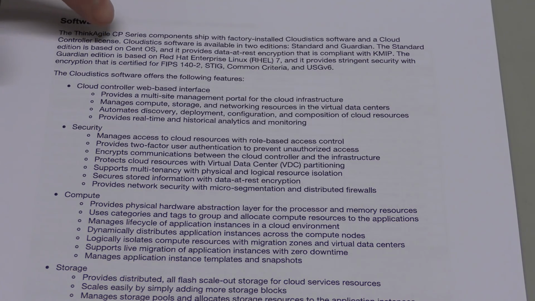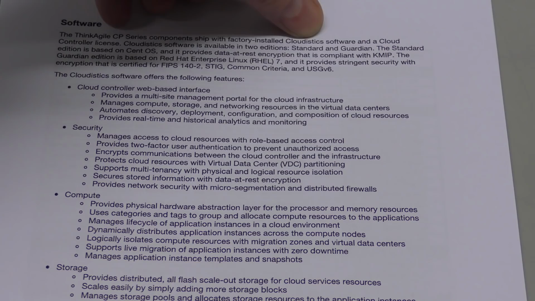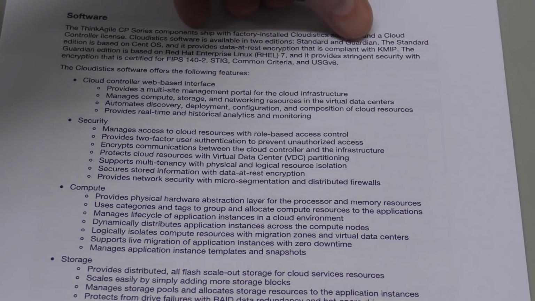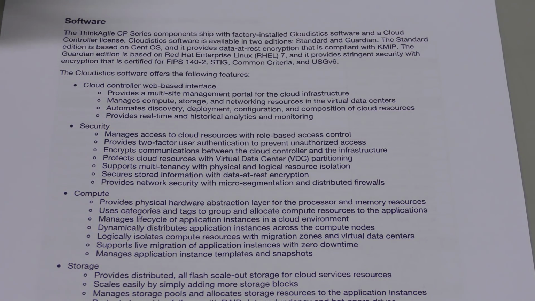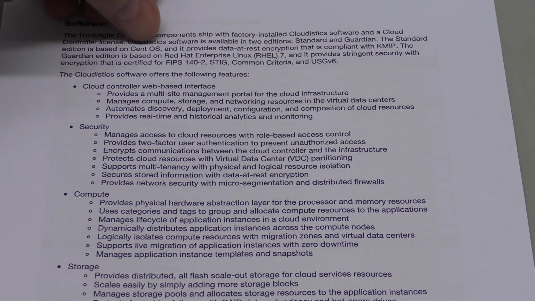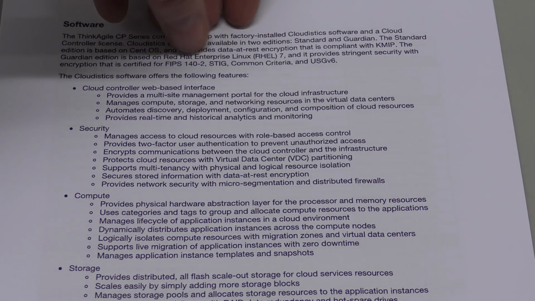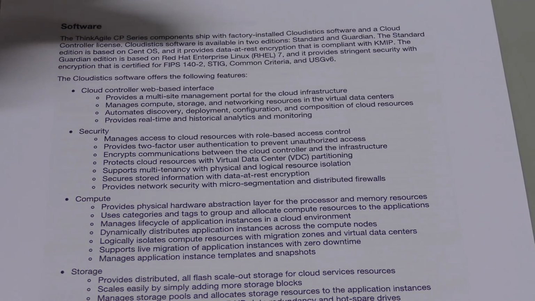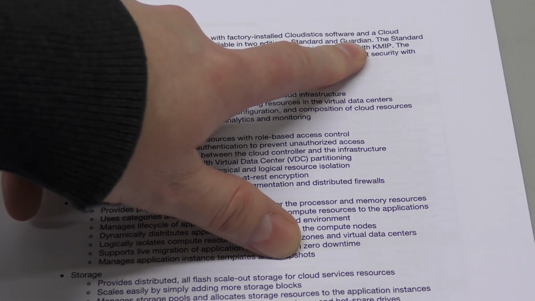Okay, a slight error on my side already. The ThinkAgile CP Series is available from the factory installed with Cloudistics software, and this can be a standard or a Guardian system. That depends on the encryption on the drives. Also, the standard comes with CentOS, where the Guardian comes with Red Hat Enterprise Linux.